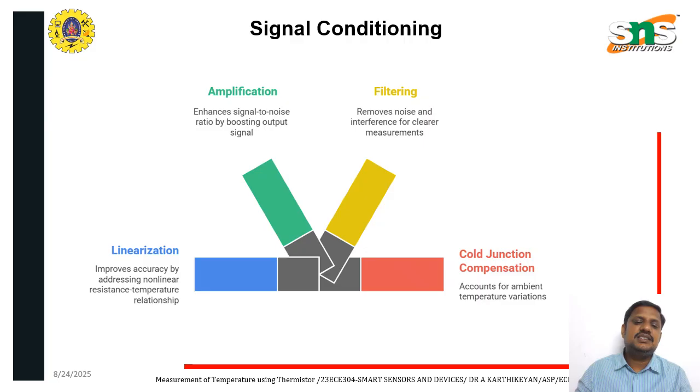And for signal conditioning, we have linearization, cold junction compensation, filtering and amplification. Amplification enhances the signal to noise ratio and boosts the output signal. That is the main function of amplification. Filtering removes the noise and interference and clears the message signal. Cold junction compensation uses the ambient temperature to account for different temperature levels, and linearization improves the accuracy of the temperature. That is the main signal conditioning of the thermistor.